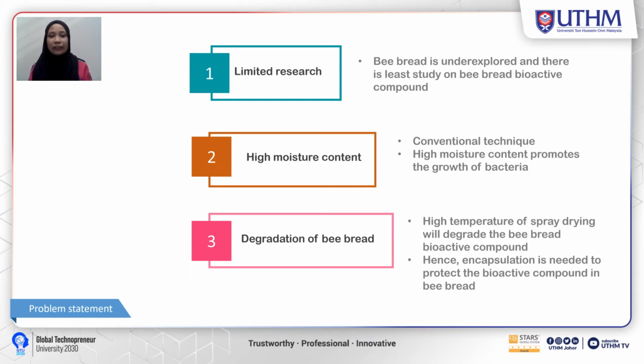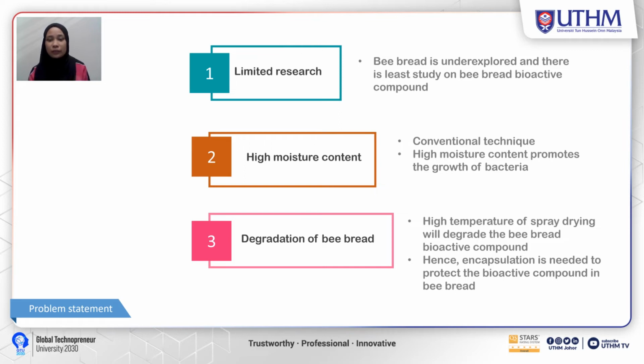The current technique leads to high moisture content in the beverage. As a result, the high moisture content could promote the growth of bacteria. This will make the beverage not durable for a long period of time. Hence, the beverage should be dried by using the spray drying process. Drying the beverage using spray drying requires a high temperature. This high temperature could degrade the beverage bioactive compound. Therefore, encapsulation is needed to protect the beverage bioactive compound.